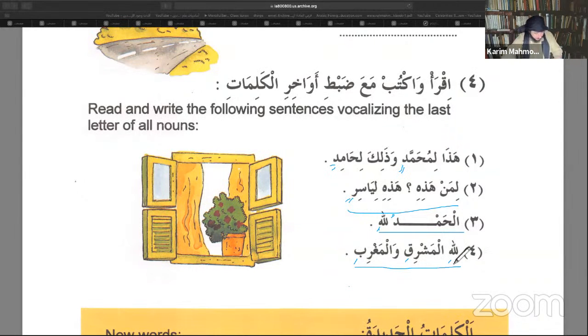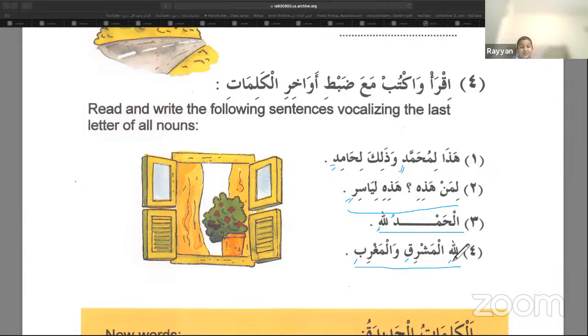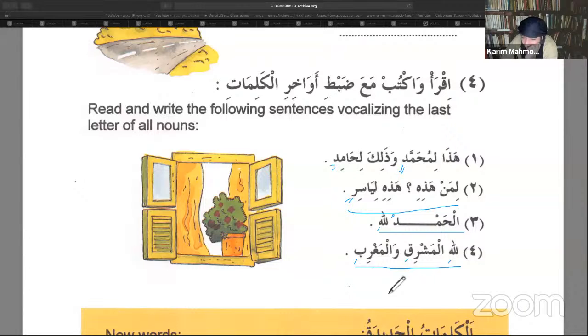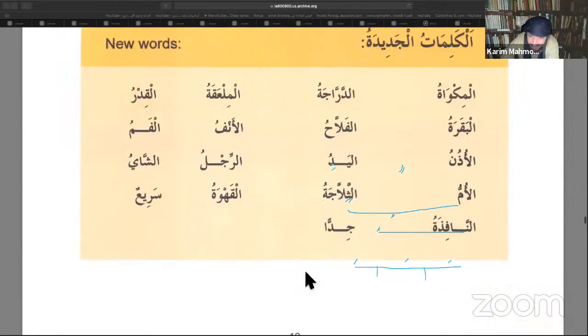What does that sentence mean? Lillah, what does lillah mean? When you add lam to Allah's name, what does li mean? For. Good job, Rayyan. MashaAllah. Paying attention all the time. Lillah means for Allah. Al-Mashriq, maybe you're not going to know this one. This one is the east. We didn't take this one before. The east. Well, Maghrib is the west, like direction, east and west. So to Allah belong the east and the west.